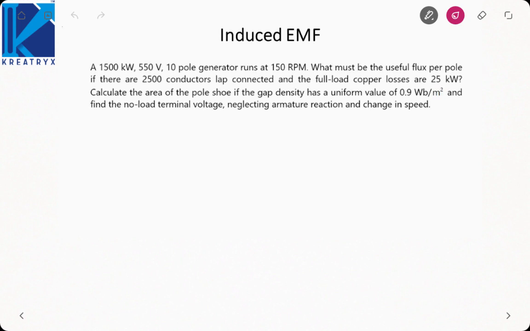Is it fine? So that much EMF will be induced if we break the field winding. In the next problem it is saying a 1500 kilowatt 550 volt 10 pole generator runs at 150 RPM. What must be the useful flux per pole if there are 2500 conductors lap connected? Full load copper loss is 25 kilowatt. Now see, here I know the power output 1500 kilowatt. What I also know is the terminal voltage 550 volt.